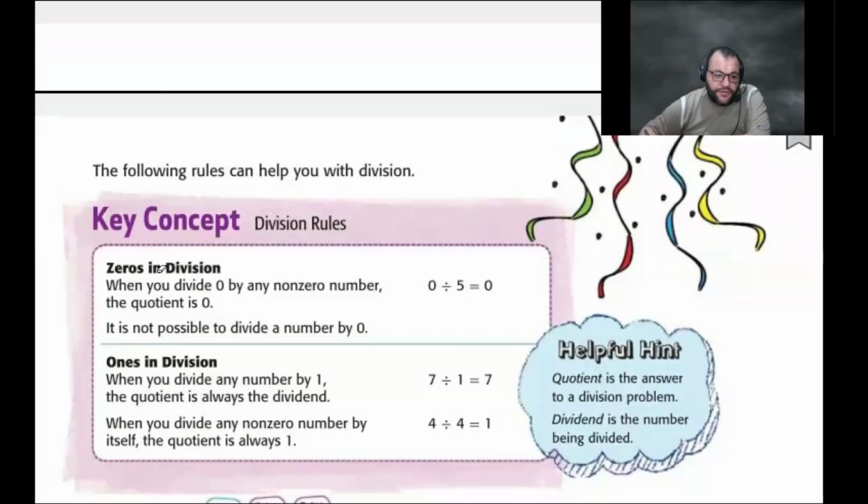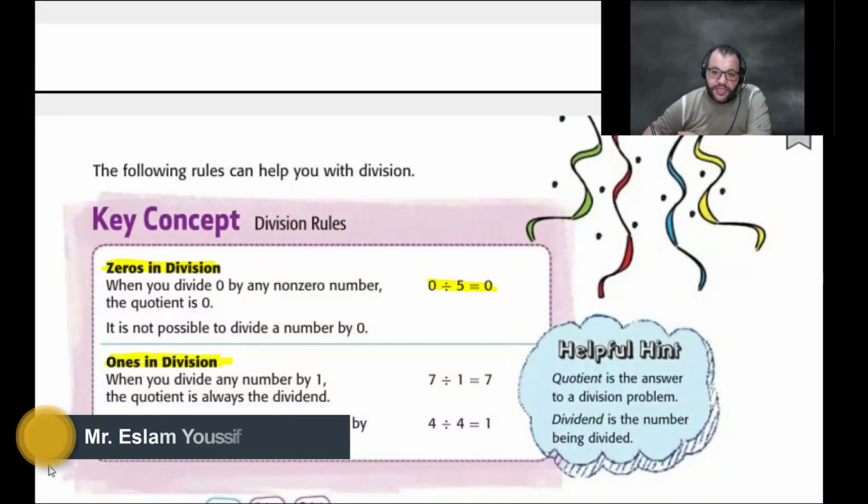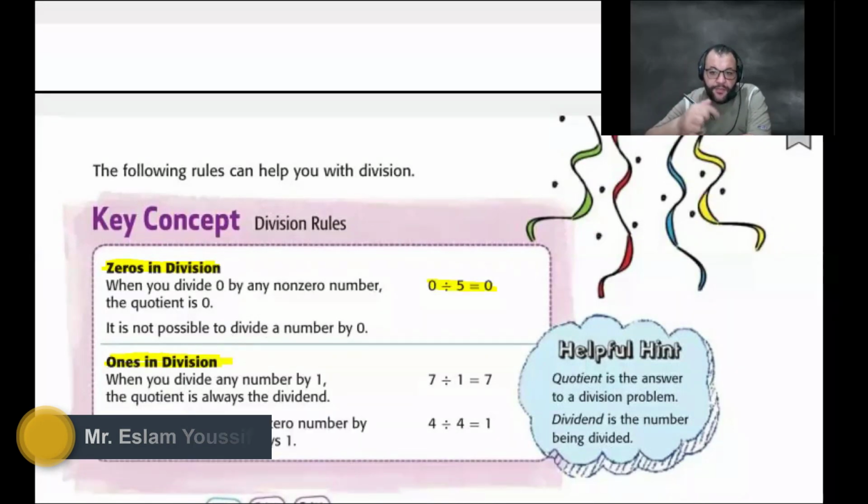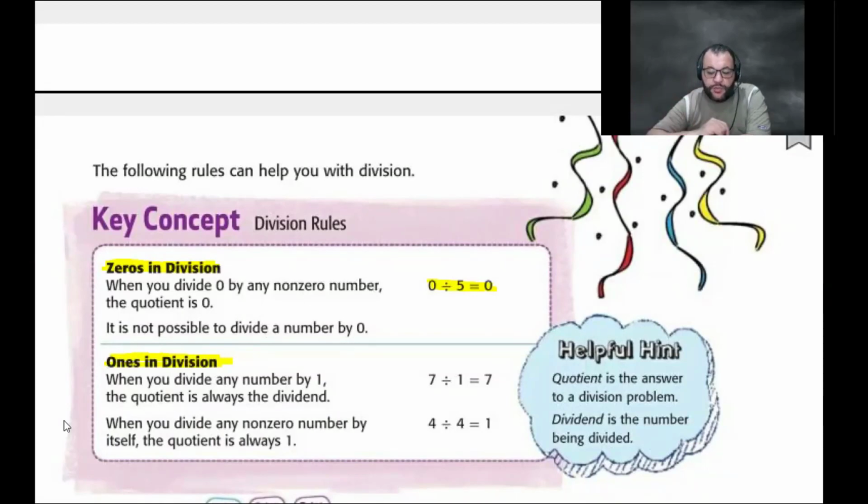So the first property that we have now for division is 0 in division: if you divide 0 by any number, it equals 0. After that, we have 1 in division. When you divide any number by 1, the result will be the same number, like if you multiply any number by 1, the result will be the same. The third property that we have: if you divide any number by itself, the result will be 1.